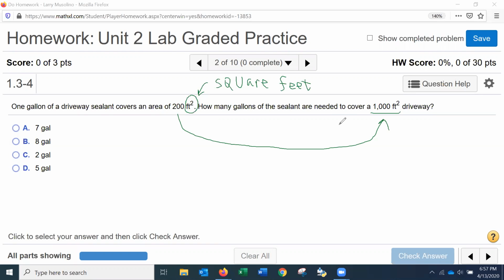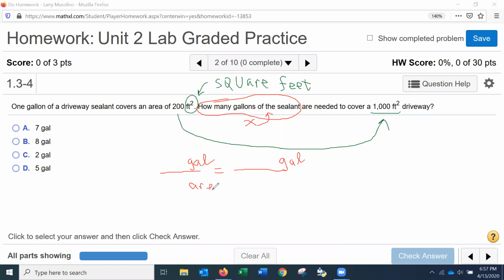All right, so what I'm going to do here is first take this unknown quantity. How many gallons do I need for a 1,000 square foot drive? I'm going to call that X because that's the unknown quantity. And then what I'm going to do is set up two fractions equal to each other. On the top of the fraction, I'm going to put the number of gallons that are needed. And on the bottom of the fraction, I'm going to put the area of the driveway.